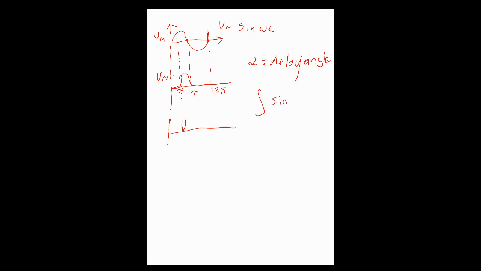All right, so we take the sum, sine omega t, and we're going to integrate with respect to omega t. Where we take this sum is between alpha and pi. And what are we dividing by? What's the total signal here? Our total is going to be 2 pi. So Vm over 2 pi.